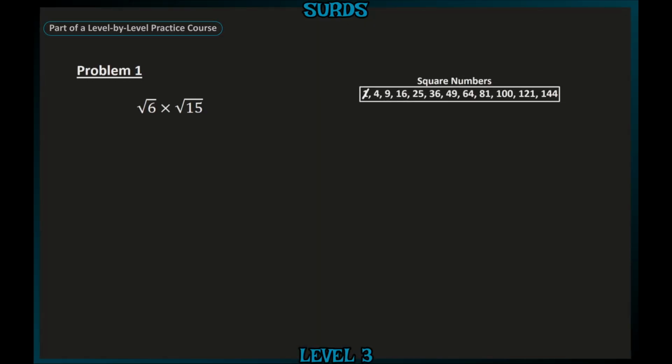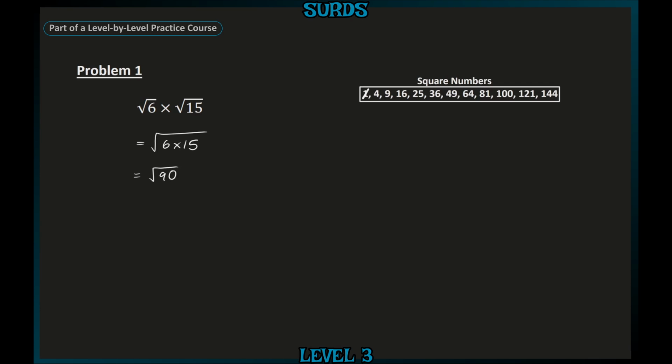In problem 1, we're simplifying the square root of 6 multiplied by the square root of 15. Since neither 6 nor 15 can be divided by any of the square numbers on our list, we can't simplify them individually. So what we need to do is multiply them together. To multiply two surds together, we multiply the numbers in those surds together. So the square root of 6 multiplied by the square root of 15 is the same as the square root of 6 times 15. And because 6 times 15 is 90, this becomes the square root of 90.